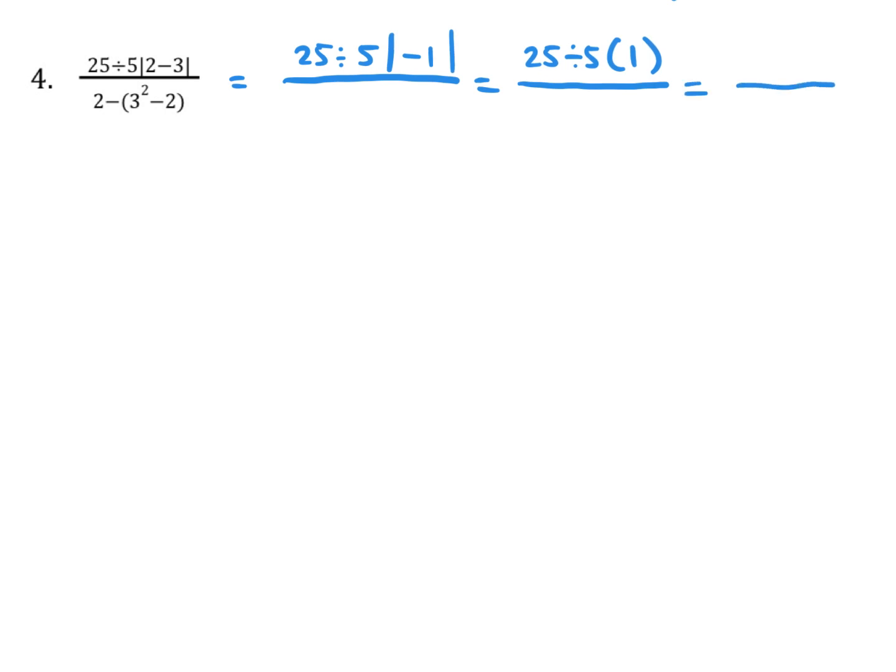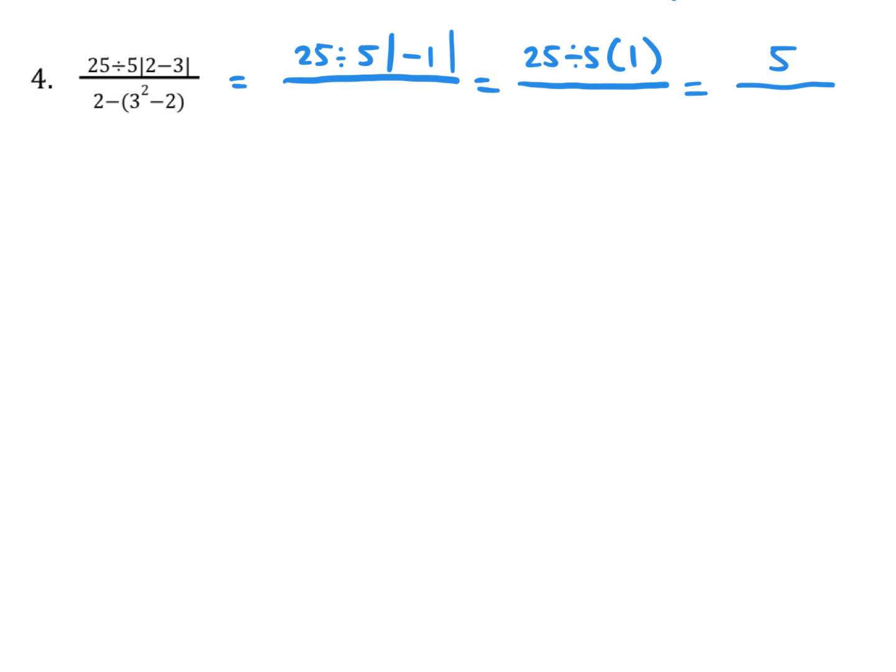And then on the top, I'm going to keep going. 25 divided by 5 times 1. Left to right, 25 divided by 5 is 5, and 5 times 1 is just 5. So I get 5 on the top. And now I'm going to work on the bottom.